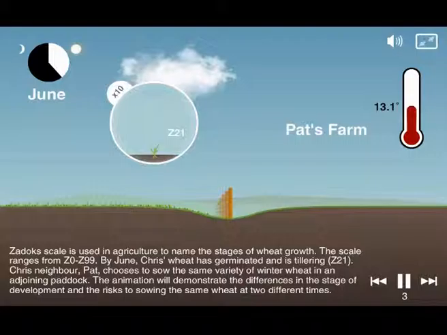Chris's neighbour, Pat, chooses to sow the same variety of winter wheat in an adjoining paddock. The animation will demonstrate the differences in the stage of development and the risks to sowing the same wheat at two different times.